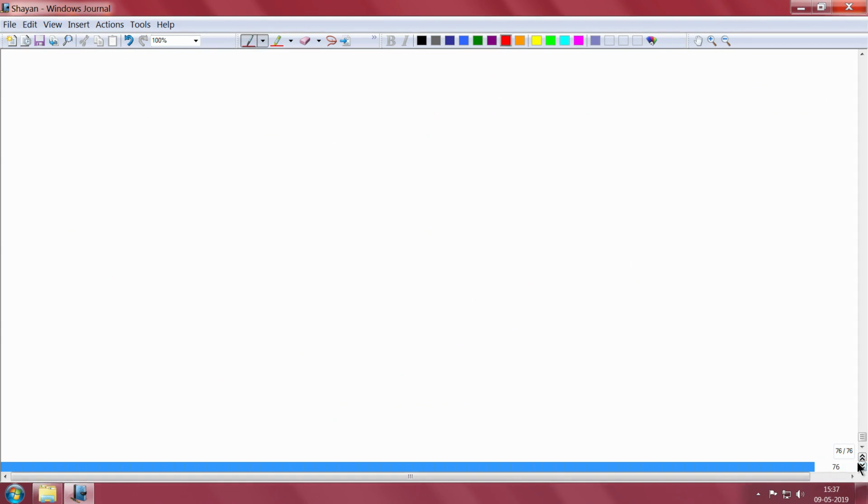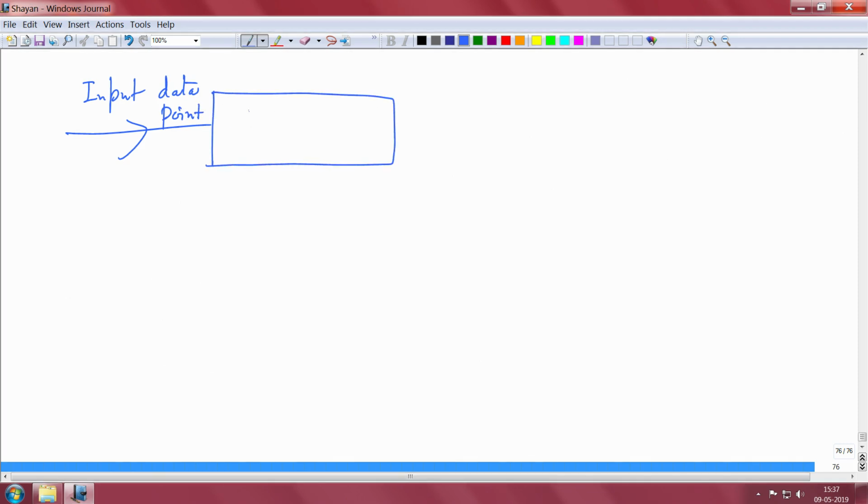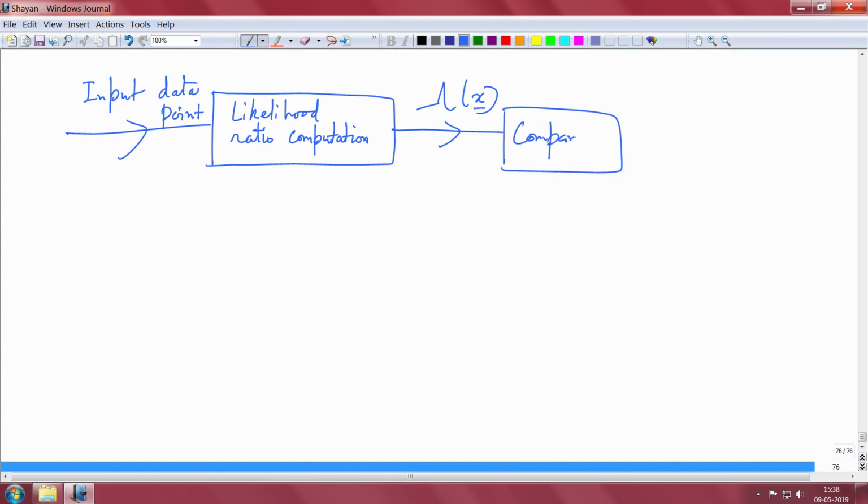Now, if we sketch this as a schematic, we have a data point that goes to a likelihood ratio computation unit. You get lambda of x, compare it against zeta, and then formulate your decision rule.